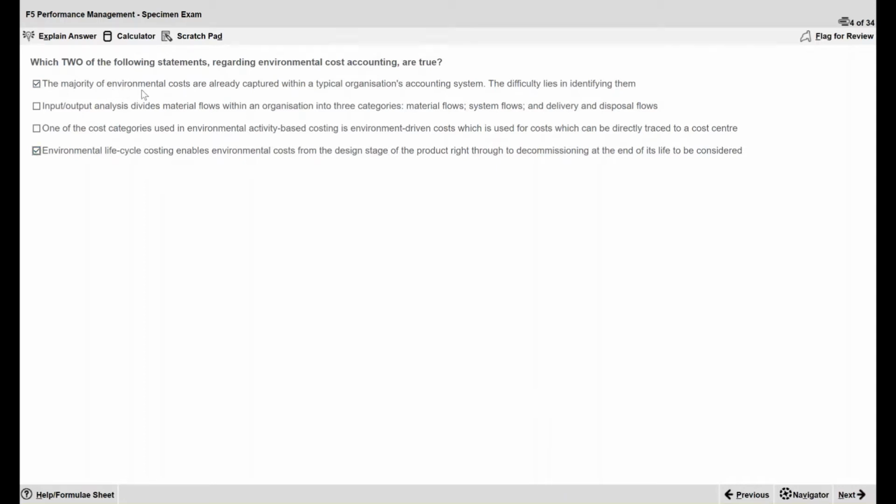As you might know from the environmental chapter, you might have studied there that we included environmental costing in our system, but we haven't specifically identified them. And then environmental life cycle costing, you can understand from the name as well. It relates to the environmental cost of the product from the development stage until the withdrawal of the product.